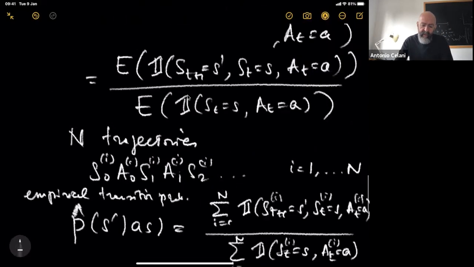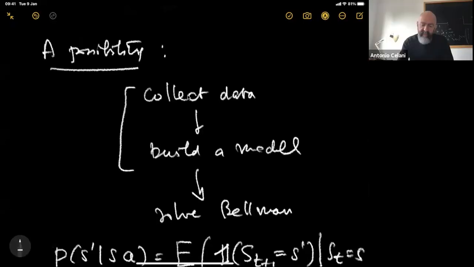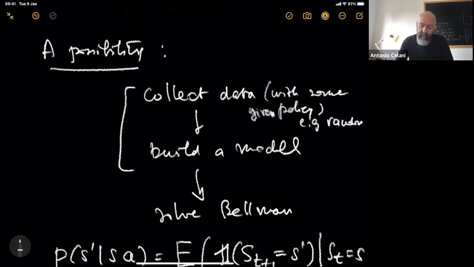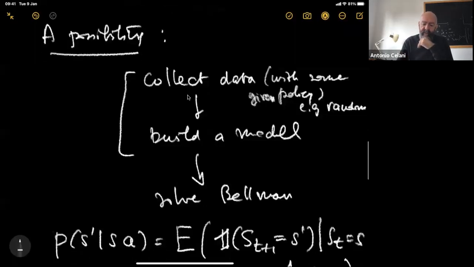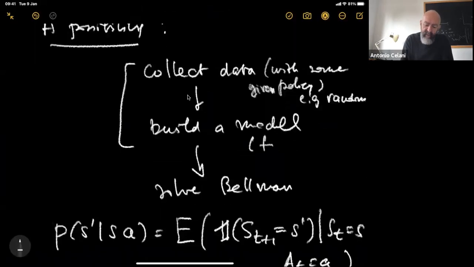So this is accomplishing our first part, that is collecting data, with some given policy. There is no optimization here, no trying to optimize over the policy. We just choose one policy, for instance, random. So we pick actions at random at every time. We act totally at random and we collect data. So no attempt at optimizing, but with that we build a model for rewards and transitions.